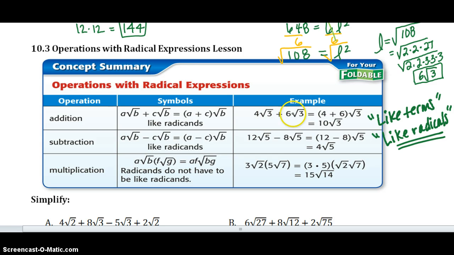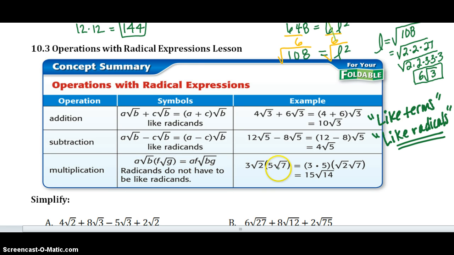So since we have square root of 3, square root of 3, I can add 4 plus 6, which is 10 square roots of 3. I have 12 square roots of 5. Somebody came along and took away 8 of my square roots of 5. I have 4 square roots of 5 left. Now they show you the reverse distributive property where you take out the 12 and the 8. But it's still the same math. 12 minus 8. You're doing that portion a lot of times in your head or on your calculator without writing it down. But these are called like radicals. You can add and subtract.